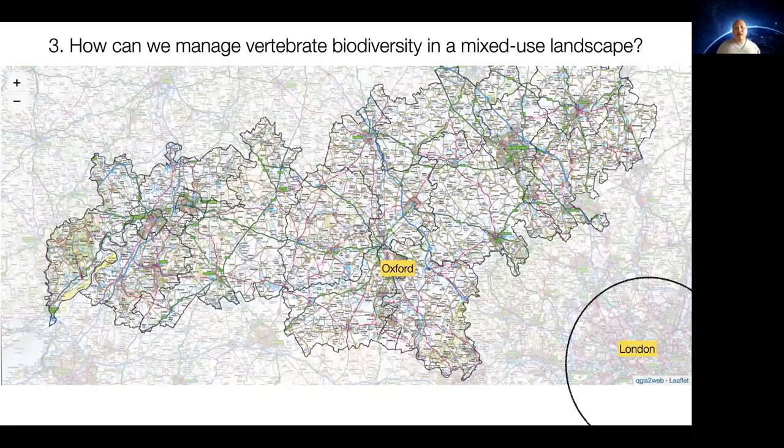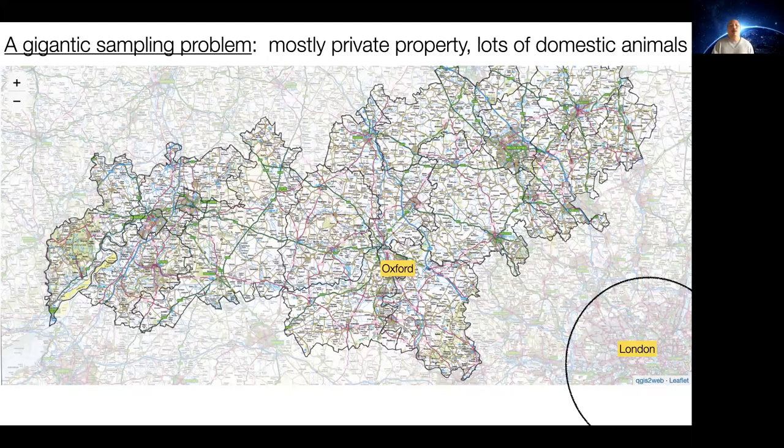Now, that was a tropical forest. What happens if you go to England? Now, it's not a tropical forest, and in this kind of mixed use landscape, there are vertebrates, and there's a lot of semi-natural habitat, but it's an incredibly difficult thing to sample biodiversity here because you can't get access to most places, and there's lots of domesticated animals, and so if you try to use flies, for example, to get DNA, you'd pick up cows and dogs and cats and things like that.